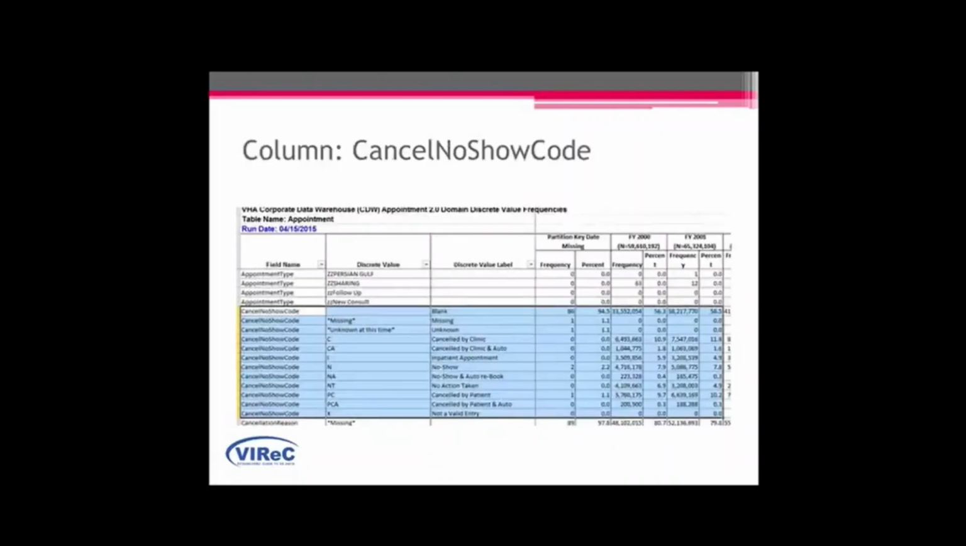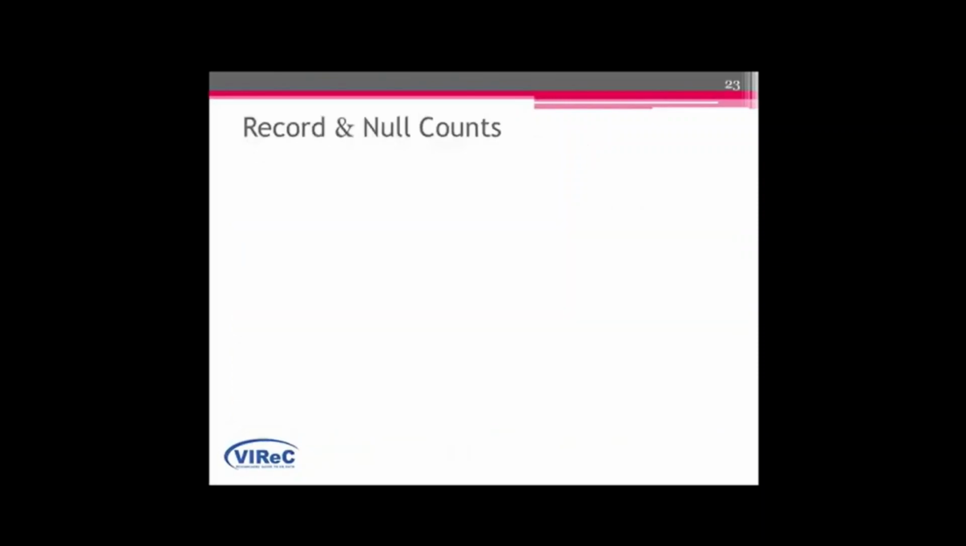When I click on the name of that table, it'll bring me to the correct tab, and I can scroll through the options of discrete fields or columns. In this case, I selected cancel, no-show, and then for each of these discrete values, you'll see to the right of it the value label that goes with that. And then as you keep scrolling to the right, you will see the frequencies for each fiscal year.